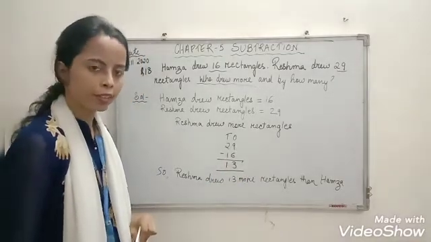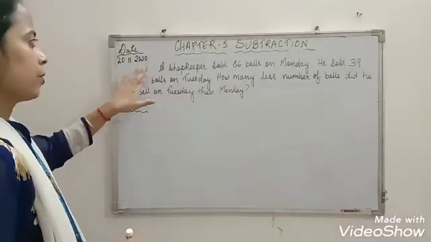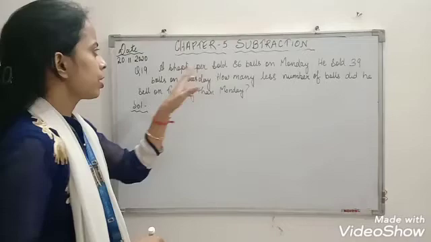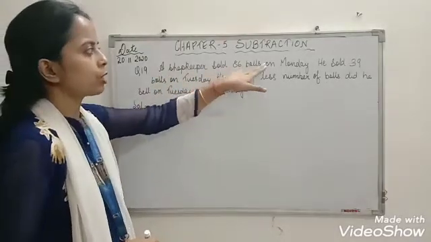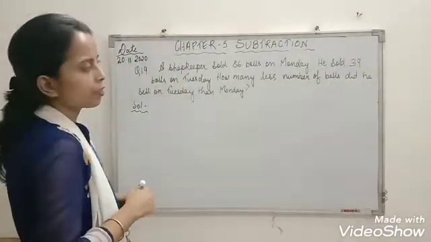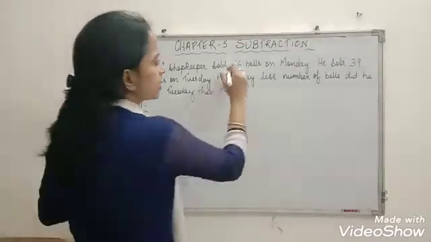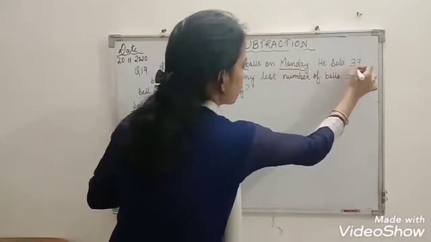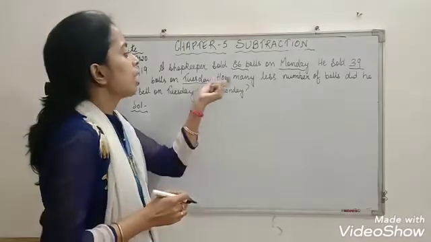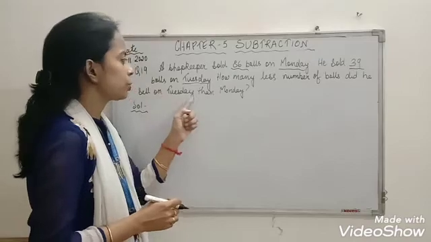Got it children? Clear? Now let's continue. Question number 90. A shopkeeper sold 86 balls on Monday. He sold 39 balls on Tuesday. What did the shopkeeper sell? Balls. How many less number of balls did he sell on Tuesday than Monday?